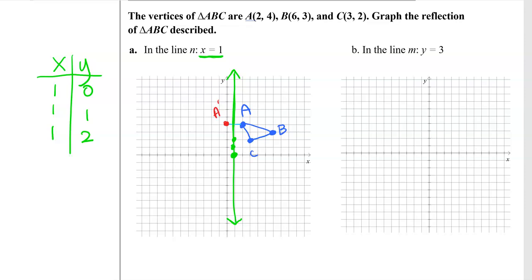So I am 1, 2, 3, 4. Right here would be 5 units. That would be B prime. C prime, I'm 2 units to the right, so I will count 2 units to the left. And so when we go to connect, it should look like it reflects over that line.